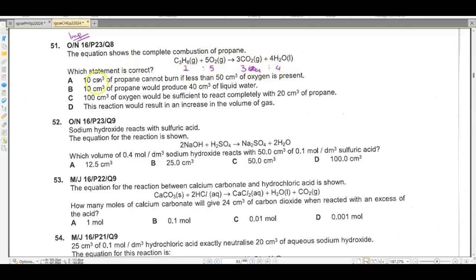The first statement says that 10 centimeter cubes of propane cannot burn if less than 50 centimeter cubes of oxygen is present. If you look at the statement and the ratios, we see that 10 centimeter cubes of propane is there, and there is less than 50 centimeter cubes of oxygen present, and they have to be in the ratio of 1:5. So basically the oxygen at the moment is less than what makes a ratio of 1 to 5.